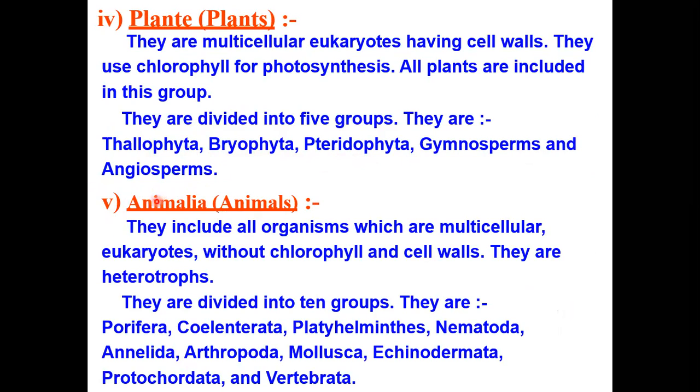Next kingdom is Animalia. Animalia means animals. They include all organisms which are multicellular eukaryotes without chlorophyll and cell wall. They are heterotrophs. They are divided into 10 groups. These 10 groups are Porifera, Coelenterata, Platyhelminthes, Nematoda, Annelida, Arthropoda, Mollusca, Echinodermata, Protochordata, and Vertebrata.